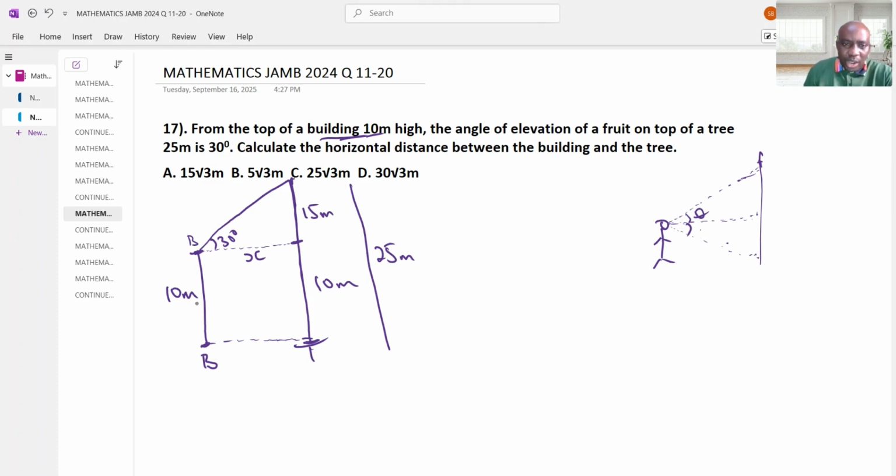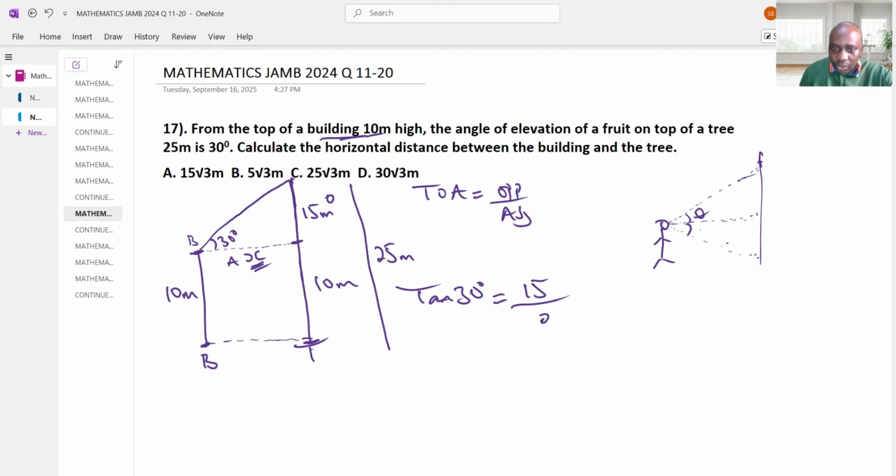Now, what are we going to calculate? The question said that we should calculate the distance between the building and the tree, which is x. And this is opposite, this is adjacent. It means that it's TOA: tan is opposite divided by adjacent. It means that we are going to use tan 30. Tan 30 equals, what is our opposite? Our opposite is 15. What is our adjacent? x, which we don't know, which is the ground distance between the building and the tree that the question said we should look for.